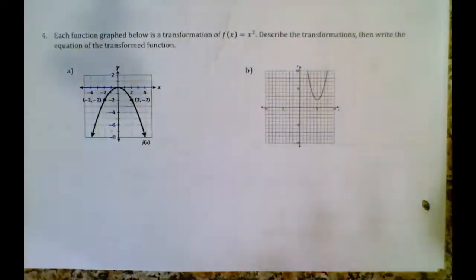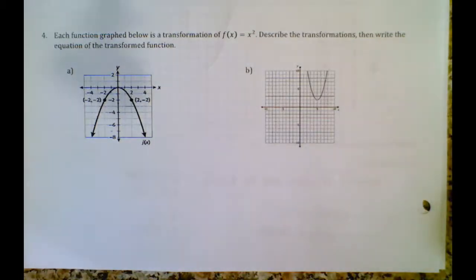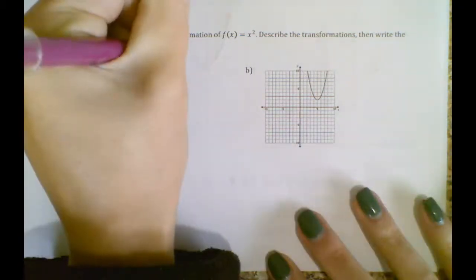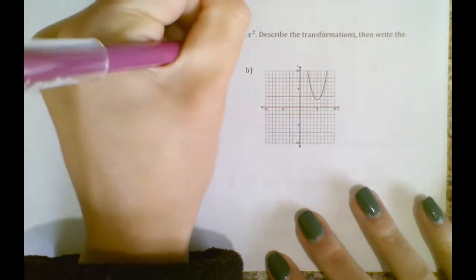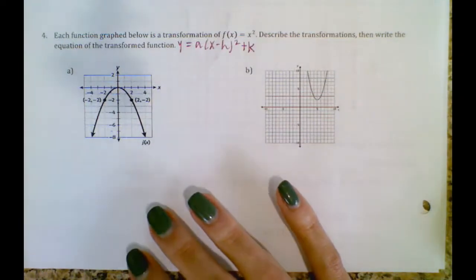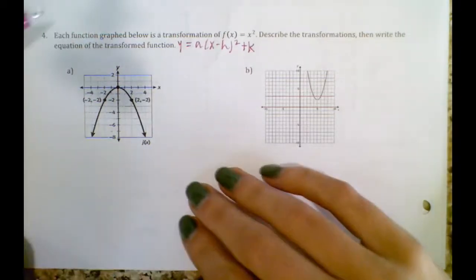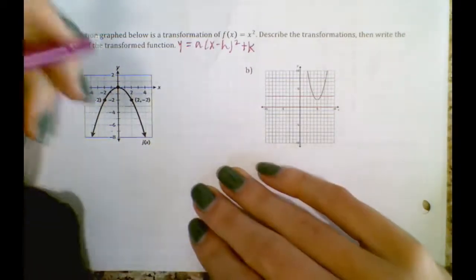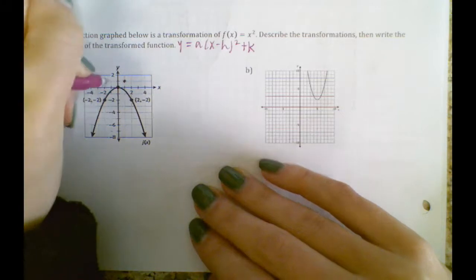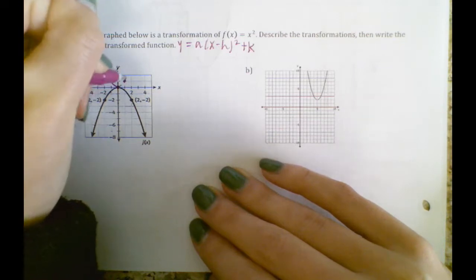All right, number 4. It says each function graph below is a transformation from the x squared parent function. Describe the transformations, then write the equation of the translated function. So we want to write it in that form of y equals a times x minus h squared plus k, once we find the transformations. Now, I suggest graphing the parent function first. So we have 0, 0. The parent function was the very first thing that you guys did on the other side of this. 1, 1, negative 1, 1. Okay, so this is our parent function. We can't get the 2 and 4 in there.